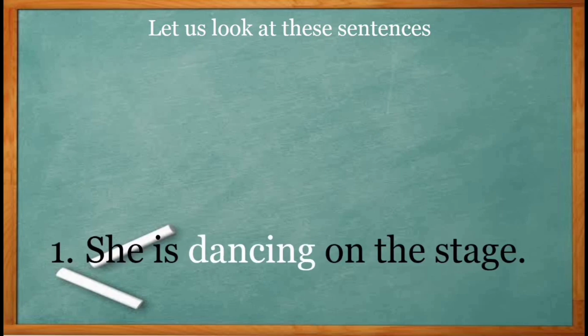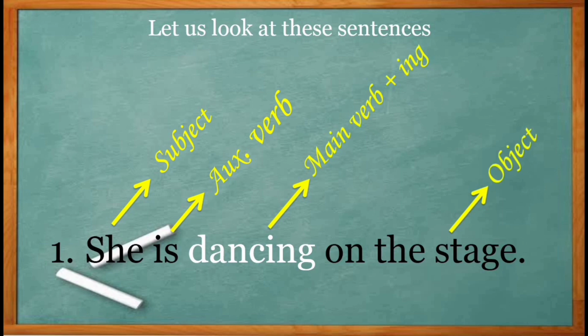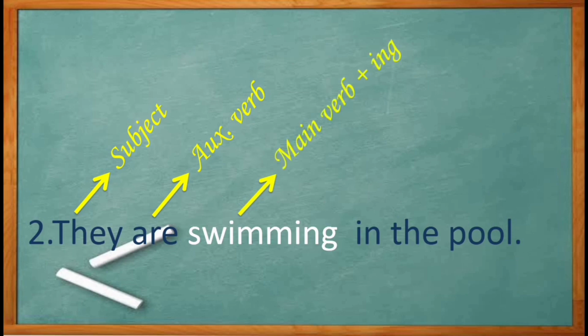She is dancing on the stage. In this sentence, she is the subject, is the auxiliary verb, dancing is the main verb plus ing, and on the stage is the object of the sentence. Let us look at another example. They are swimming in the pool. In this sentence, they is the subject, are is the auxiliary verb, swimming is the main verb with ing, and pool is the object of the sentence.